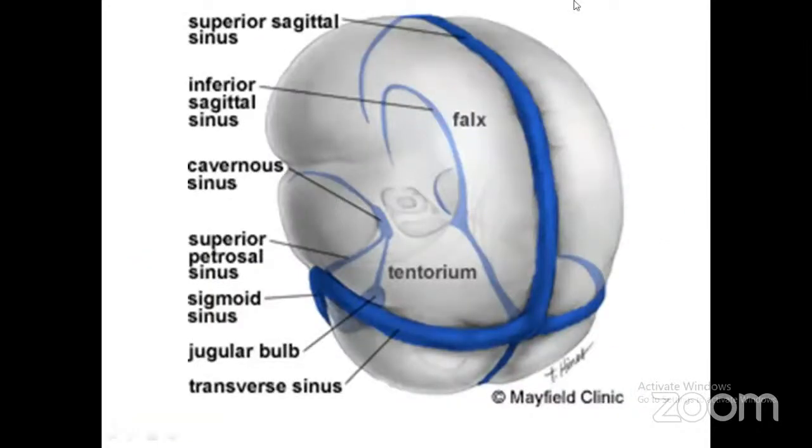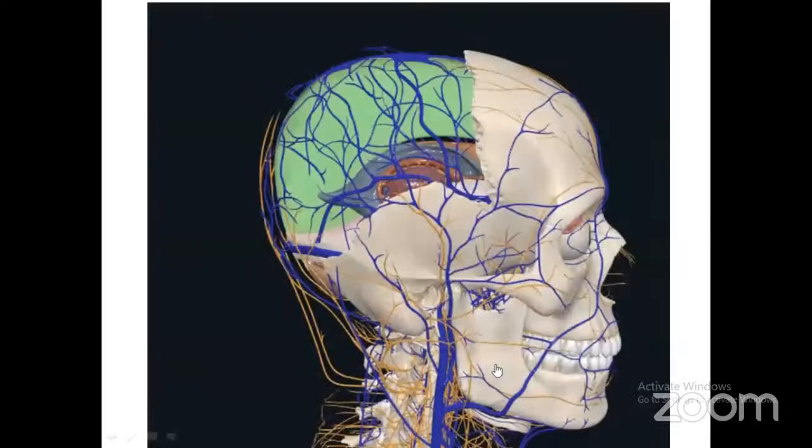You can see there, superior sagittal sinus, inferior sagittal sinus continuing as straight sinus, and this is the confluence of sinuses, where superior sagittal, straight sinus, left and right transverse sinus are meeting along with the occipital sinus. 1, 2, 3, 4, 5 sinuses are meeting at that point.